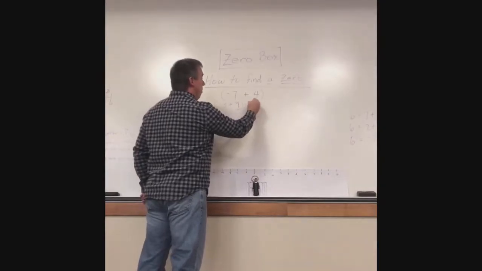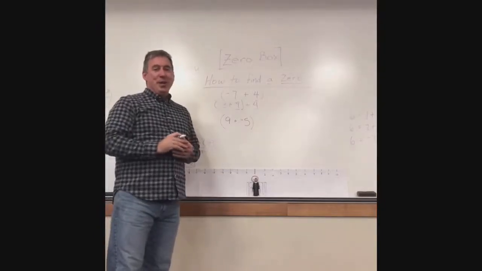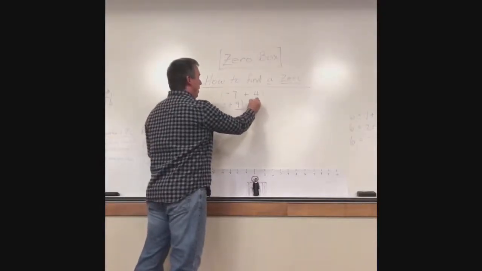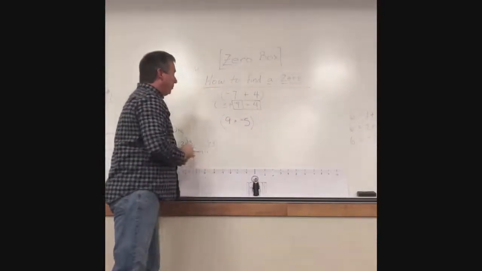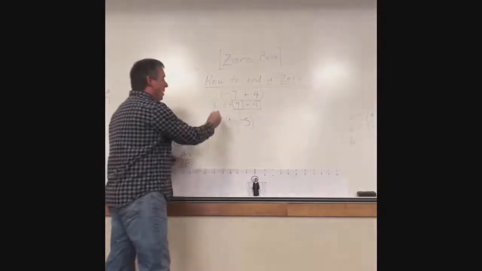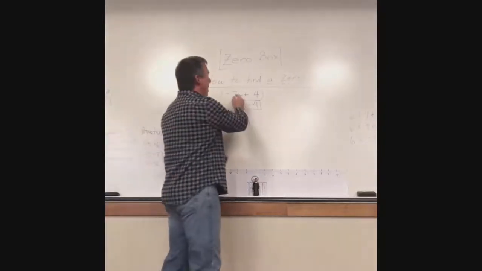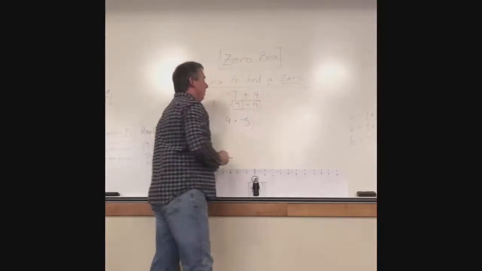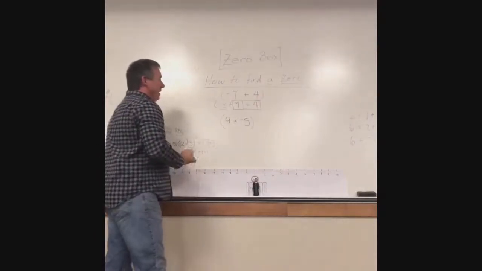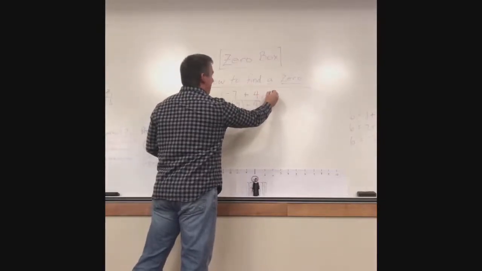plus 4. Does anybody see a 0 box opportunity right there? That's our 0. That means RBG gets to stay at the 0. Now, the solution to the problem is going to be left over. So minus 7 plus 4 is equal to minus 3.